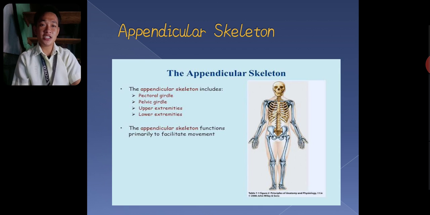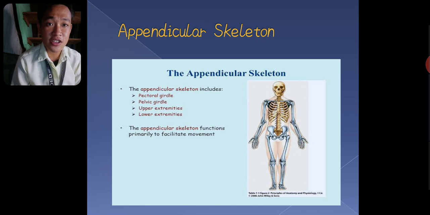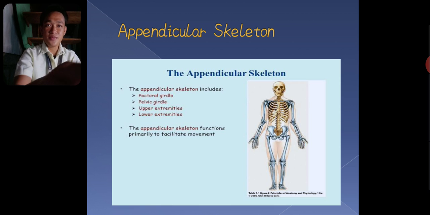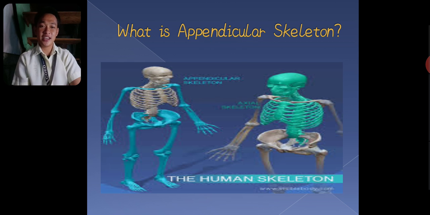So, appendicular skeleton. Sa appendicular skeleton, the appendicular skeleton includes pectoral girdle, pelvic girdle, upper extremities, lower extremities. So, the appendicular skeleton functions primarily to facilitate movement. So, appendicular skeleton naman consists of the pectoral and pelvic girdles, the limb bones, and the bones of the feet. So, what is appendicular skeleton?